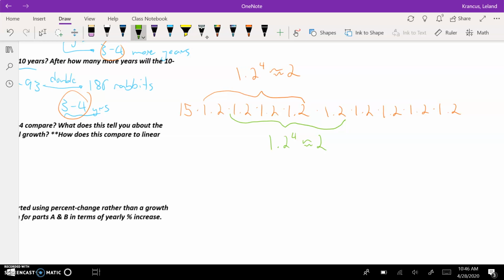So if you take the population at any point at this rate, it's always going to take about 3 or 4 years for it to double, because it doesn't matter which string of these you look at. Multiplying something by 1.2 4 times is the same as multiplying it by 2. So it doesn't matter if it's the first 4 years or from the second year to the 6th year or whatever, it's going to take the same amount of time for it to double no matter what.